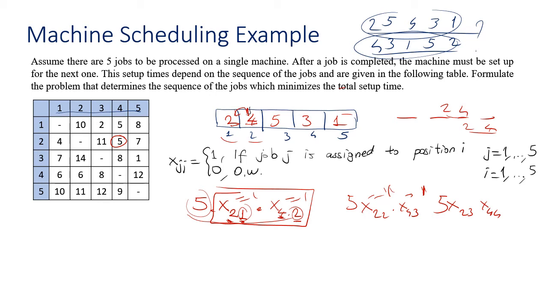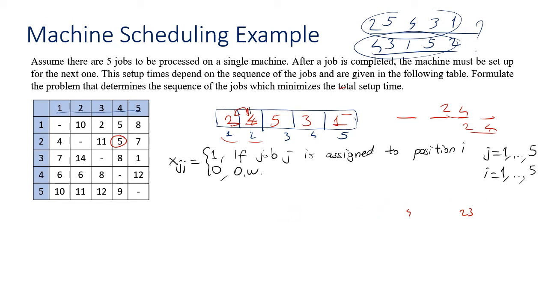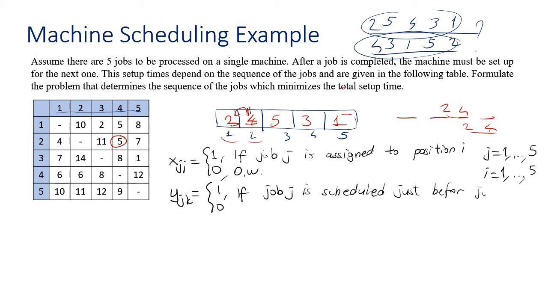But instead of this one, I'm going to use another alternative, and for this I would define another decision variable. For this decision variable, it will be y_jk this time. It will take the value of 1 if job j is processed immediately before, if job j is scheduled just before job k. So j and k both now indicate jobs, and j goes from 1 to 5 and k goes from 1 up to 5.